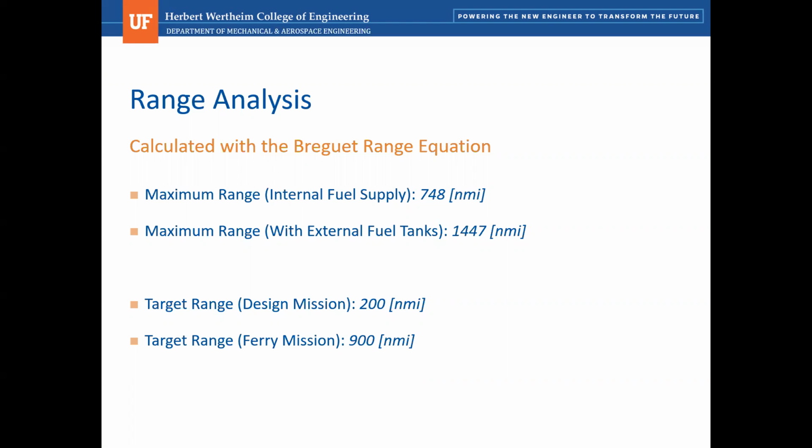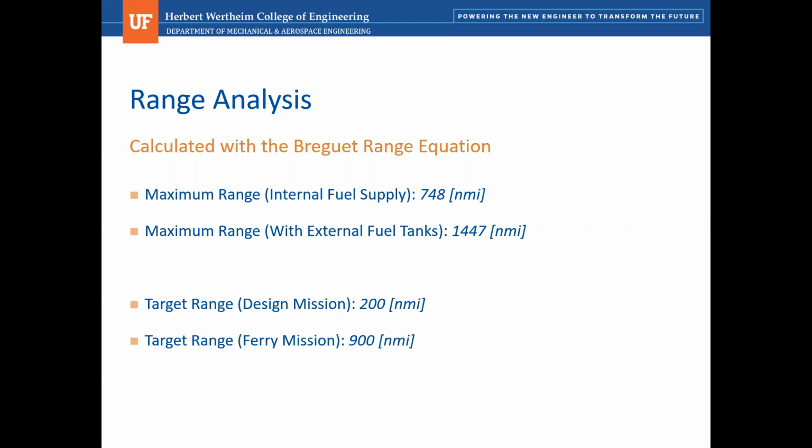So for the range analysis, we calculated the range using the Breguet range equation. What this equation does is it relates the velocity, the lift-drag ratio, the weight, and the specific fuel consumption of our aircraft. By relating these terms, we were able to find that with our internal fuel supply, we have a maximum range of 748 nautical miles. And with external fuel tanks, we can get that range up to 1,447 nautical miles.